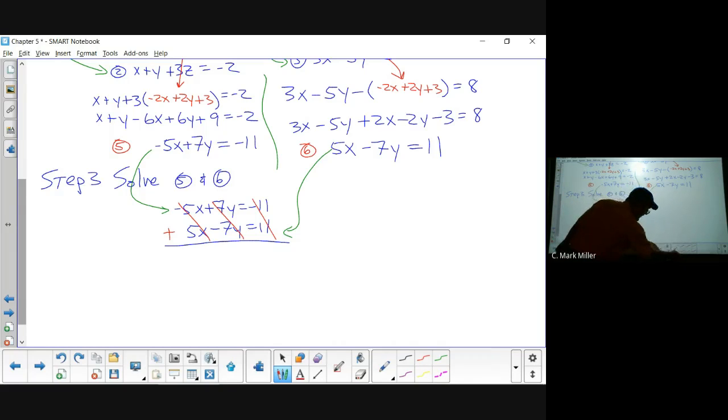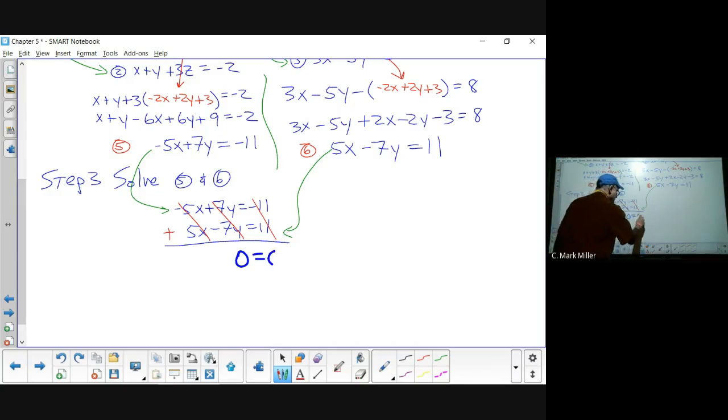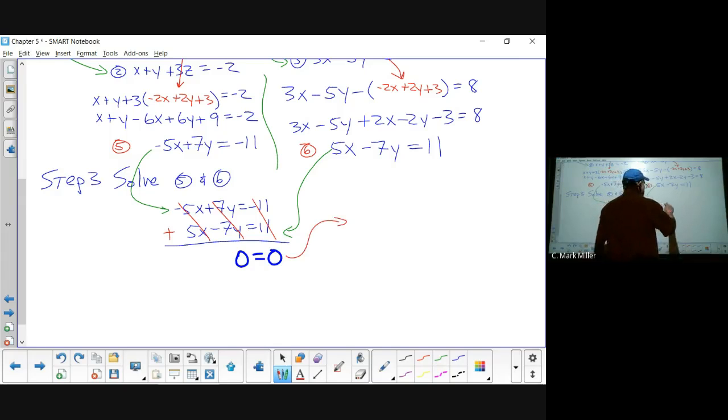So what does that leave you with? Whoa. Oh, we have got to do something with this. That leaves you with 0 equals 0. Now, when you see that, you don't be startled. You know what you say? You say, yay, because you're done. All you have to do is interpret that. So this means infinitely many solutions.